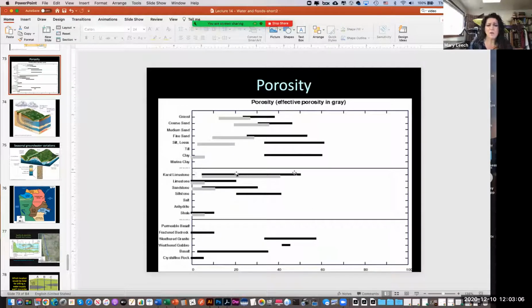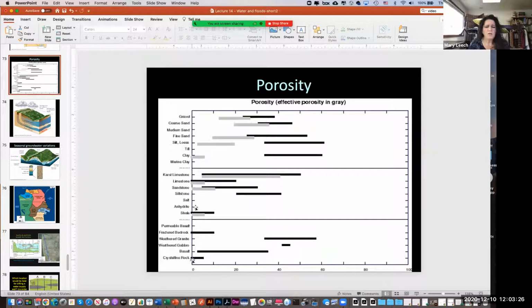A limestone can also have lots of pore space because if you've got any sort of acidity to the water, you will have dissolution. You'll dissolve some of the limestone and create caves even, or at the very least pore space. And so those can be good aquifers.